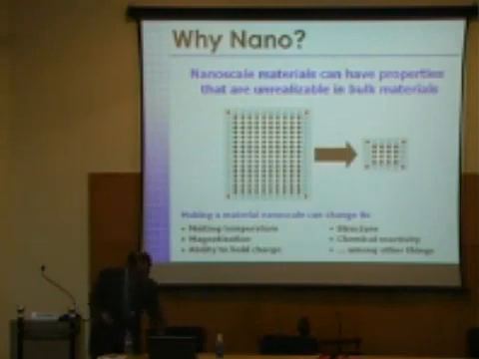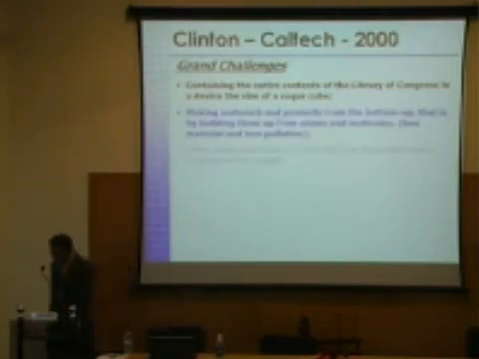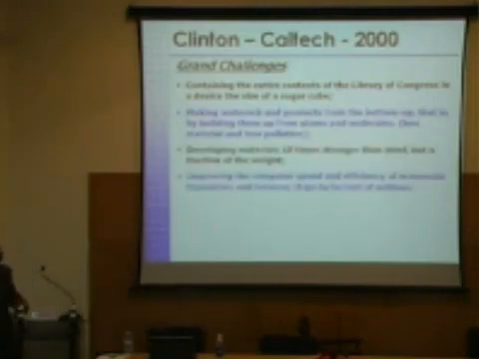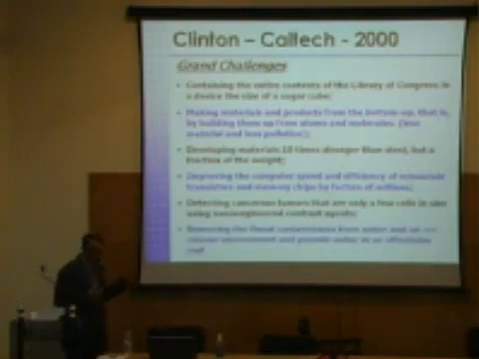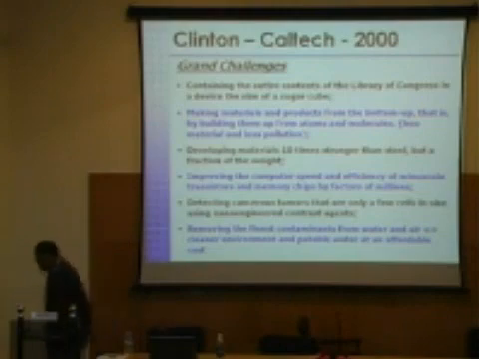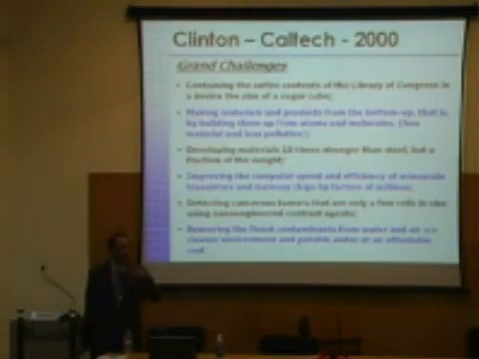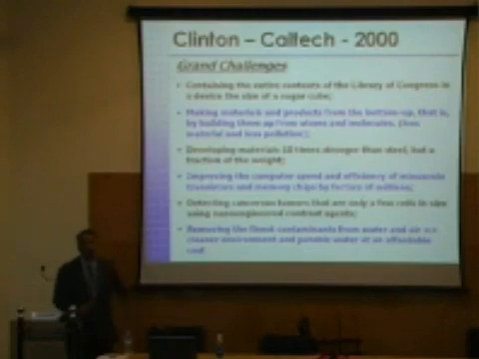I'll give you some examples as well. So Bill Clinton, some time ago, before America got hit by the 9/11 unfortunate episode, had some ideas about what we should be doing for the next 10, 15 years. He wanted to have a device the size of a sugar cube that holds all the information of the US Congress, which is tons and tons of volumes of books, and making materials and products from the bottom up, not top down.